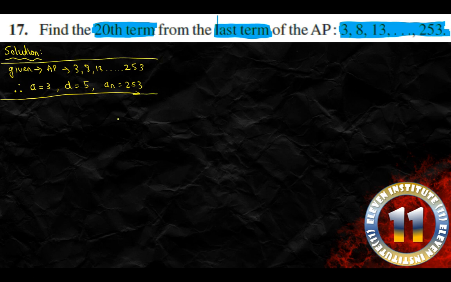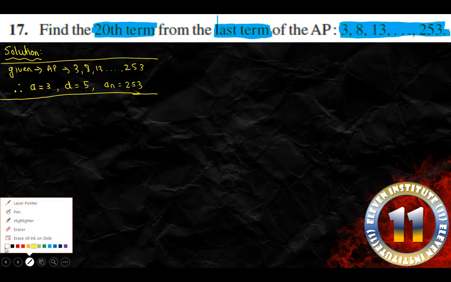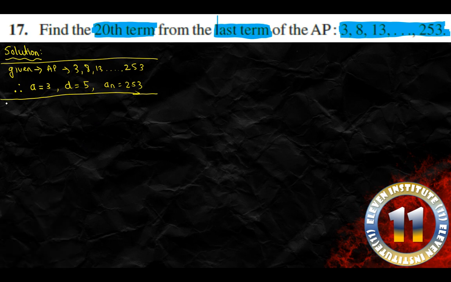This is given to us, right, originally. Now what we will do is we will reverse this particular arithmetic progression. So we will write here reversing the arithmetic progression. So when you reverse the arithmetic progression, it will look like this. 253 will come over here as the first term. Now there is a difference of 5, means each and every time you add 5 over here.